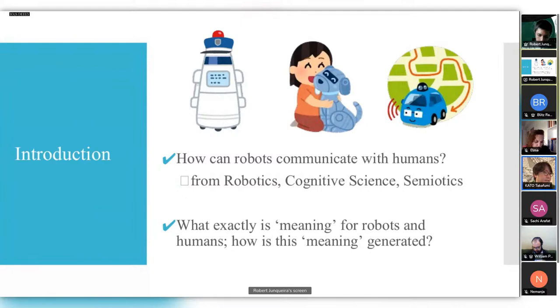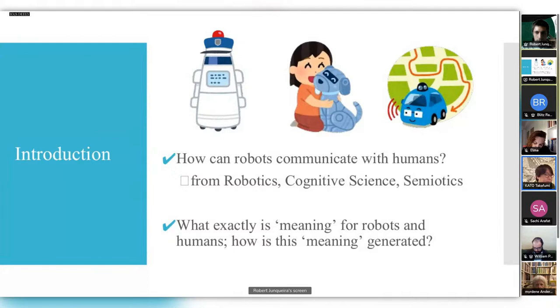With this background in mind, we would like to ask the question, how can robots communicate with humans? This question is raised not only by robotics, but also by cognitive science and the philosophical field of semiotics. The realization of robots that can communicate with humans is not only expected to have practical benefits in the field of engineering, but will also provide insights into understanding of human cognition and will involve research of semiotics in order to understand what kind of semiotic phenomena occur between robots and humans.